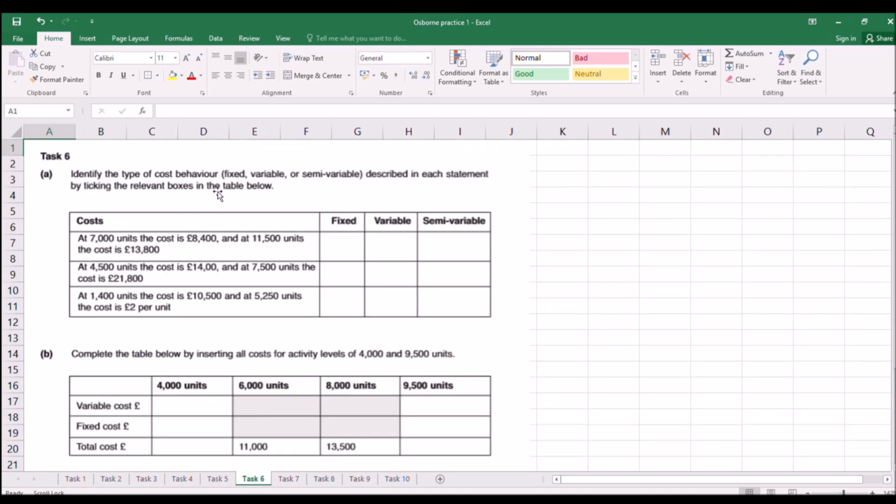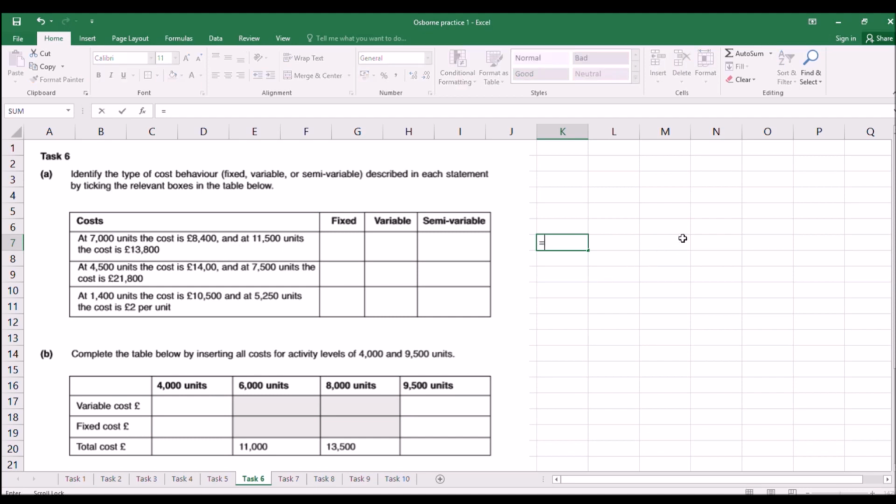Identify the type of cost behaviour between fixed, variable and semi-variable described in each statement of the relevant boxes below. Oh, right, okay, this is quite nice. Right, so what we're going to do is a high-low method. We didn't do that in BPP assessment number 2. We did it in number 1, but we didn't see it in 2, which I thought was a bit of a missed opportunity. So we're going to work out the high-low method.